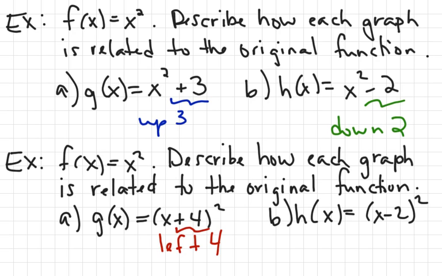h of x equals (x minus 2) squared. Well, that minus 2 in parentheses moves the graph to the right 2 units.